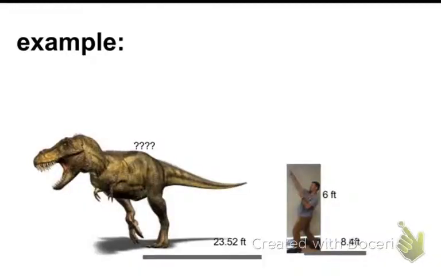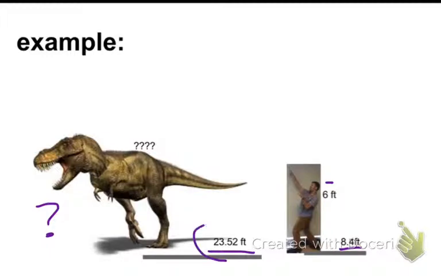Now, here I've got another example. And in this example, it's me, Mr. Briggs, standing next to a Tyrannosaurus Rex. I am naturally freaking out. Now, I don't know how tall that T-Rex is, but I know that his shadow is 23.52 feet long. I know that my shadow is 8.4 feet long, and that when I'm wearing my really big heeled boots here, my big Timberlands, I'm 6 feet tall. So the question is, how tall is that T-Rex?